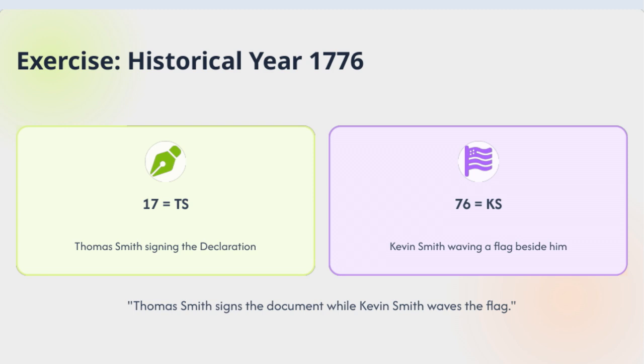And over here, we have the exercise for today, focusing on the year 1776. This moment is crucial because it marks the birth of a new nation, built on principles of liberty and self-governance. When Thomas is signing, he's making a formal commitment to those ideals, and Kevin waving the flag visually reinforces the patriotic spirit of that time.